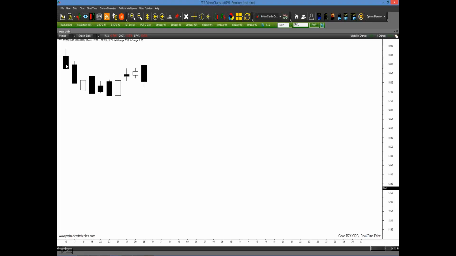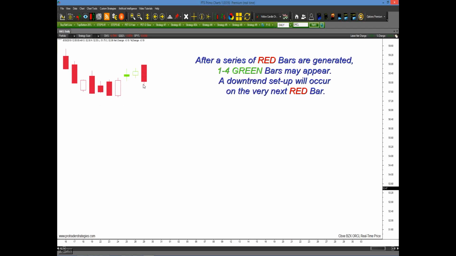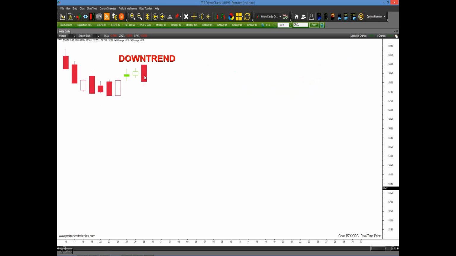All right, so we have a number of bars. It looks like we kind of bottomed out here, so maybe we're starting an uptrend, but if we apply the PET D, that is the translator, remember, on a tick-by-tick basis, we see here that we have a series of red bars, over 5 red bars. And then it's followed by only 2 green bars, and then 1 more red bar. So once again, the rule states that after a series of red bars are generated, 1 to 4 green bars may appear. Well, 2 green bars appeared. The downtrend setup will occur on the very next red bar, which is right here. So that's your downtrend setup.